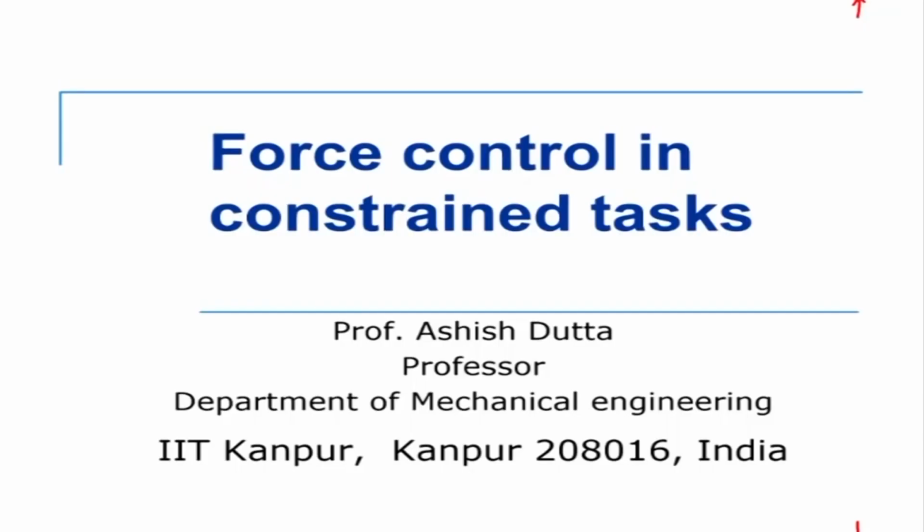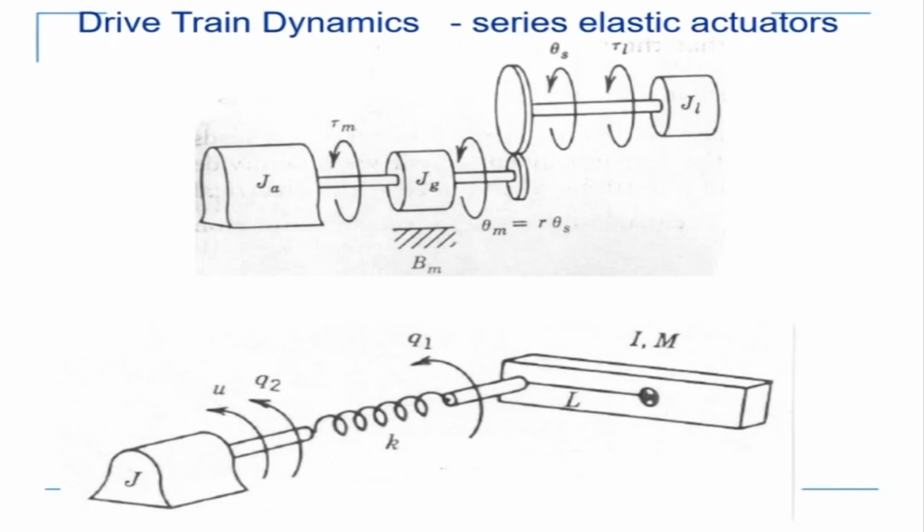That is, when you're applying forces in constrained tasks, how do you control forces? We are looking at force control in constrained tasks, and we are trying to explain the meaning of the word constrained task. It basically means that we are trying to apply force in a particular direction which is opposed, so there is an equal and opposite reaction. Now before going there, we'll just revise very quickly what we had done in the last class.